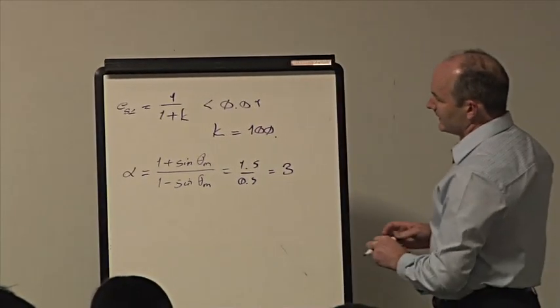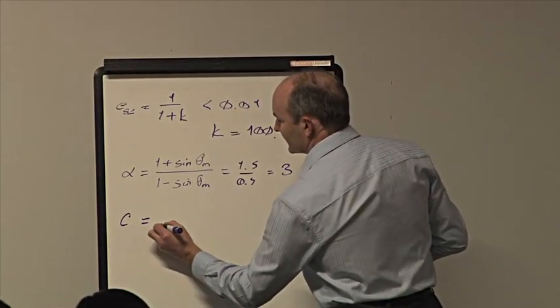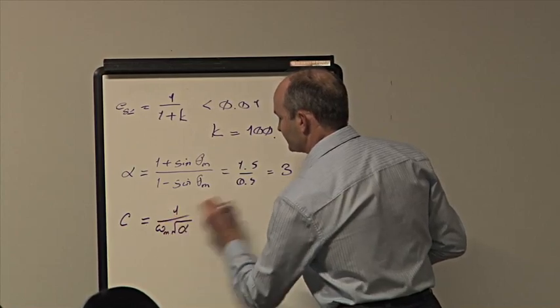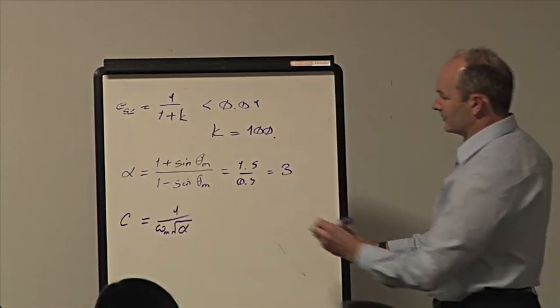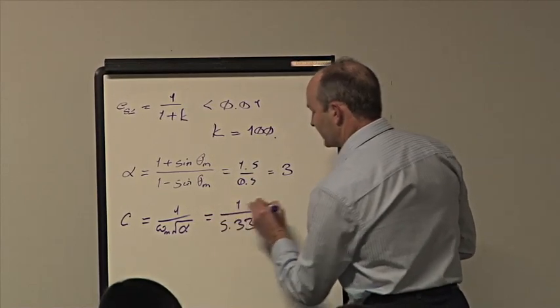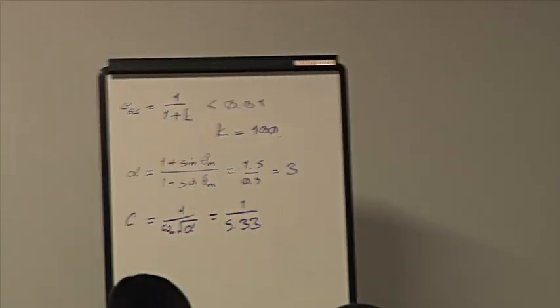Okay. Now we need to calculate what c is. Well, c is 1 over omega m times the root of alpha, which, as I'm sure you all know, is 1 divided by 5.33. And I wouldn't like you to think that I worked that out in my head. It's just that this is the 95th seminar that I've taught, and I'm starting to remember that particular number.